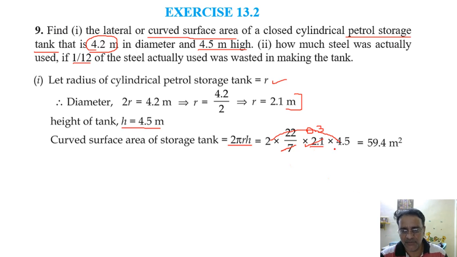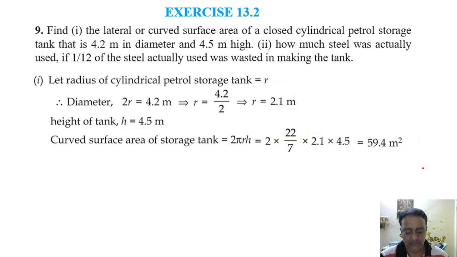ठीक है, क्योंकि 4.5 और 2 को मल्टीप्लाई करोगे तो 9 मिलेगा. 22 into 9. ओके, 22 into 9 करके 0.3 से इंटू कर लेना. सो यू विल गेट 59.4 मीटर स्क्वायर. Any doubt in this step? No. Okay. Now let us start the second bit.